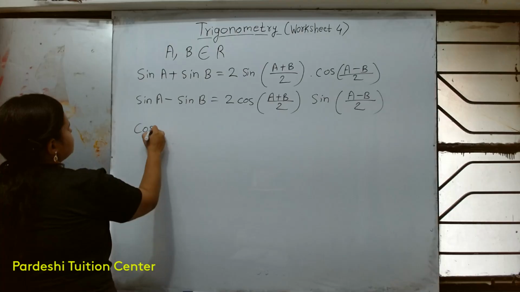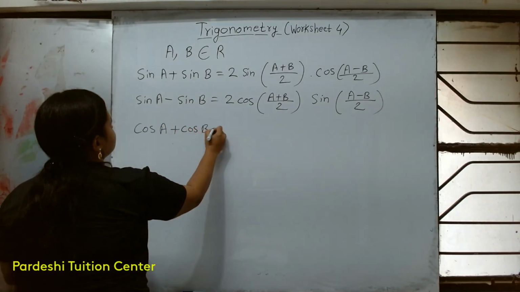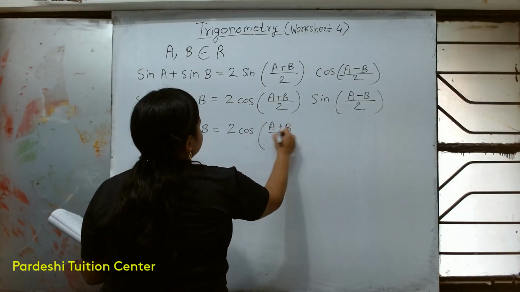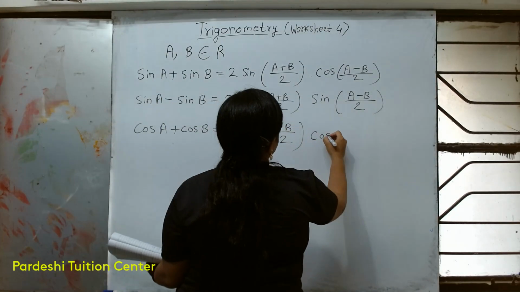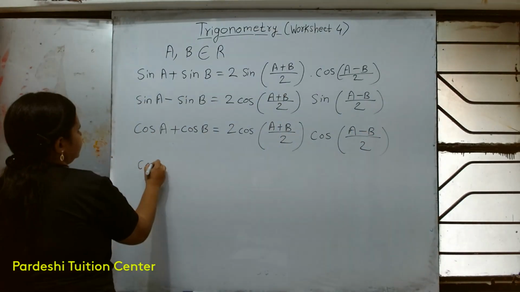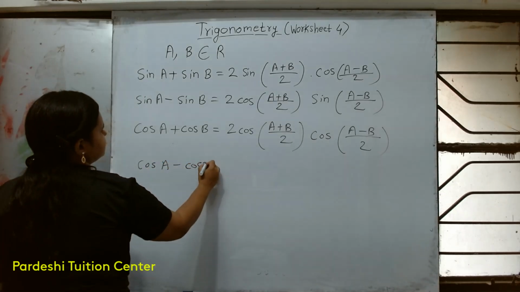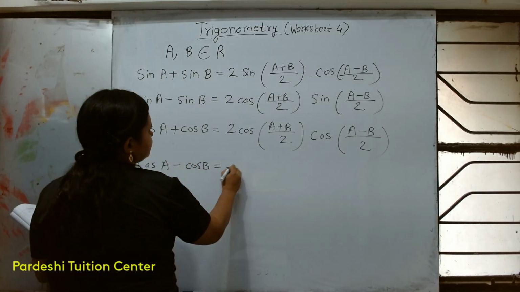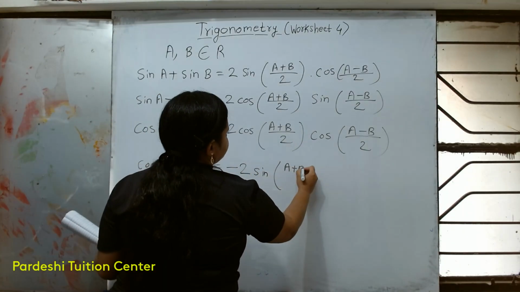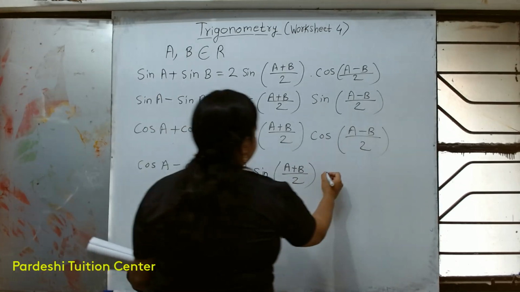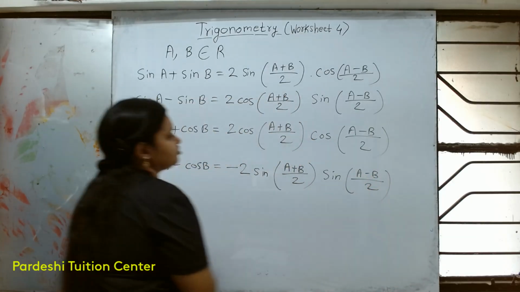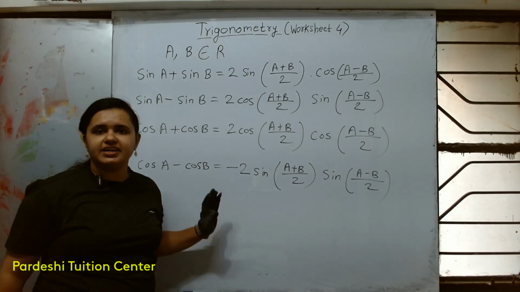Now next is cos A plus cos B equals 2 cos (A plus B)/2 into cos (A minus B)/2. Now again cos A minus cos B is minus 2 sin (A plus B)/2 and sin (A minus B)/2. Okay, so these are the four important formulae we will require in this worksheet.